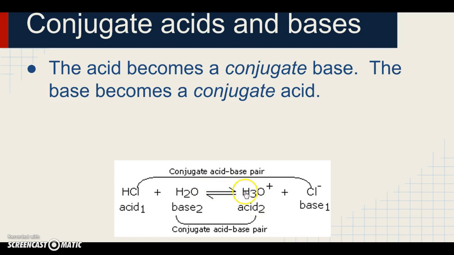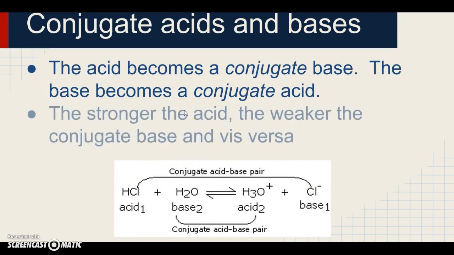What these arrows here mean is that we can reverse the reaction. These can be the reactants and these can be the products. However, typically speaking, the stronger the acid is, the weaker its conjugate base is. So what could you guess about the strength of the chloride ion as a base? Well, what do we know about the strength of hydrochloric acid?